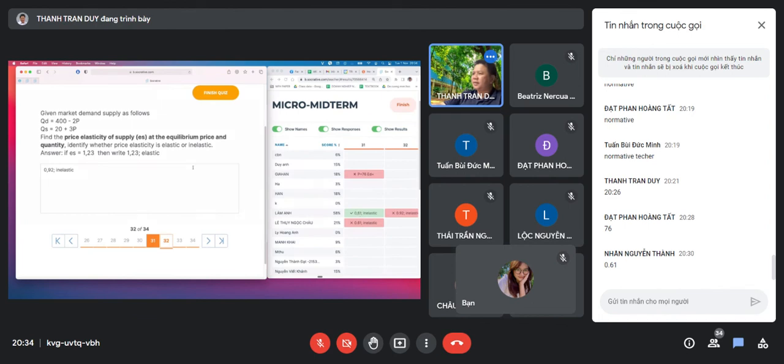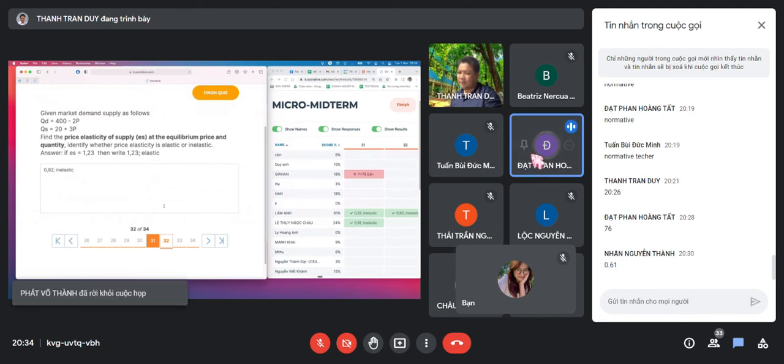Is it okay with the two questions about elasticity? Teacher, is it okay? Yes. I see in the formula of the price elasticity, it has the change in the quantity and the change in the price. So I don't see the change here.